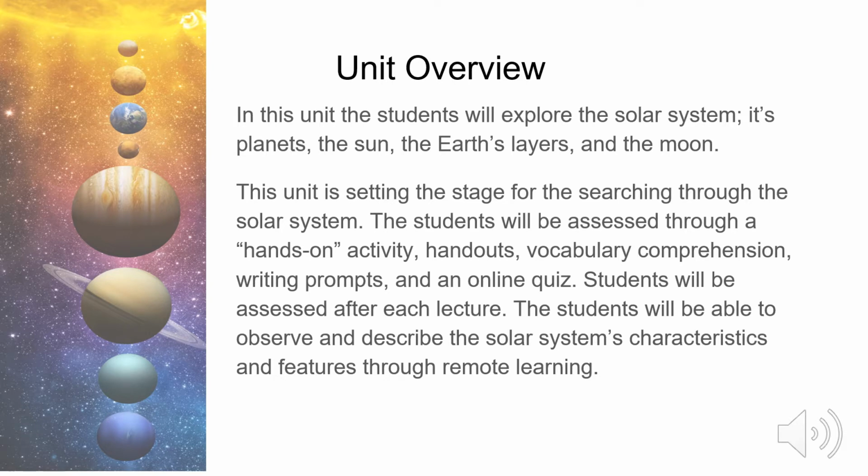Our unit overview basically states that in this unit, the students will be able to explore the solar system and its different parts, such as the planets, the sun, the Earth's layers, and the moon. This unit is setting the stage for searching through the solar system. The students will be assessed through all the lessons, through hands on activity, handouts, vocabulary comprehension in each lesson, writing prompts, and an online quiz. They will be assessed after each lecture. The students will be able to observe and describe the solar system characteristics and features as they are doing this through remote learning.